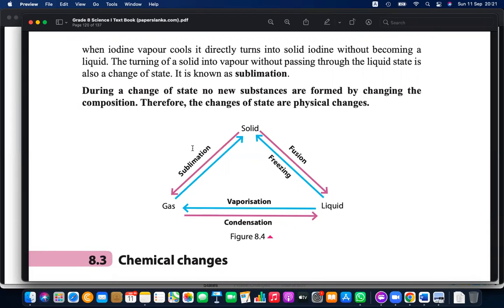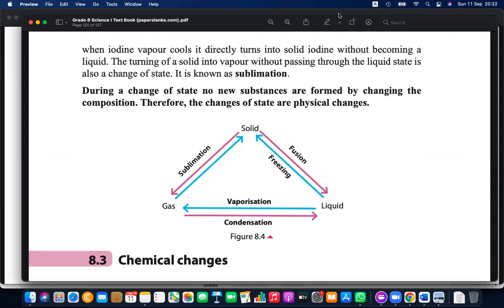Actually, these things we have learned in previous grades, but let me remind you again. When you change the status from solid to liquid, that is called fusion, or another word you can write down is melting. Fusion means changing the solid status to the liquid status.